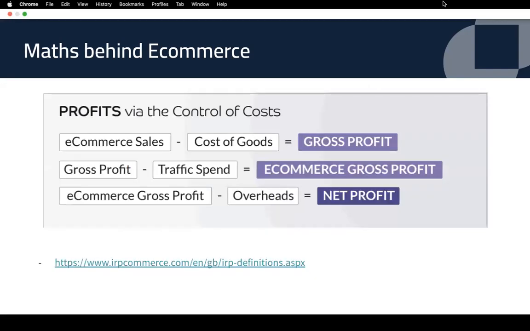And then finally, just the math behind the profits. So I've included a link to the IRP definitions. The e-commerce gross profit is one that probably doesn't crop up whenever you're speaking with your accountant, but essentially it's your gross profit minus your traffic spend. But really your sales minus your cost of goods is your gross profit, and that should be front and central for everything that you do within the business.